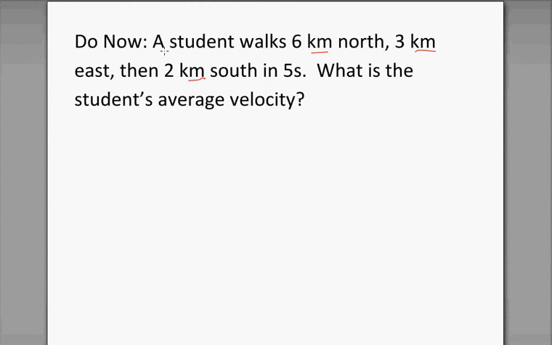Now, we have a student who walks 6 kilometers north, 3 kilometers east, then 2 kilometers south in 5 seconds. What is the student's average velocity? And you'll see average velocity more often than not look like this and be part of this formula, where this is displacement, very important, this is displacement.